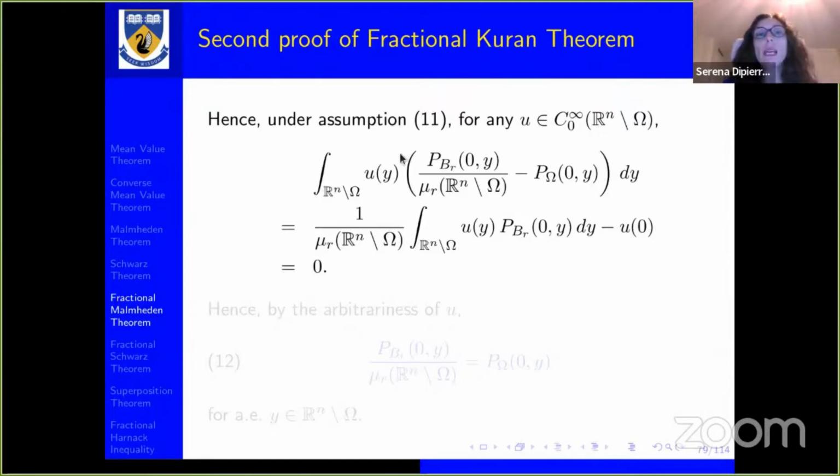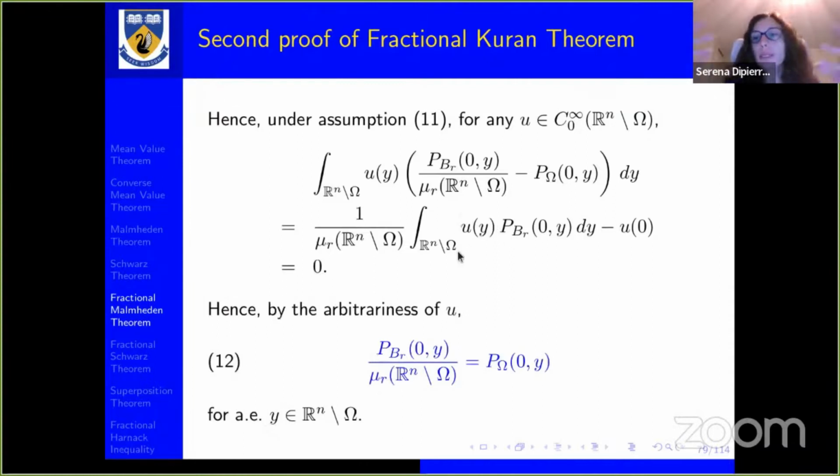And then I use the assumption that I have, that the fractional mean value formula holds true for omega, and so this is equal to 0. And so at the end of the day, since u is an arbitrary s-harmonic function, I end up with an equality between the Poisson kernels, the Poisson kernel of the ball and the Poisson kernel of omega. So the problem is reduced to checking whether these two kernels can be the same, or if I can get a contradiction. That's the idea.